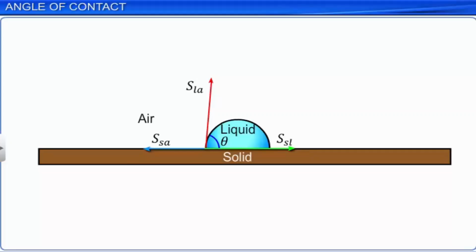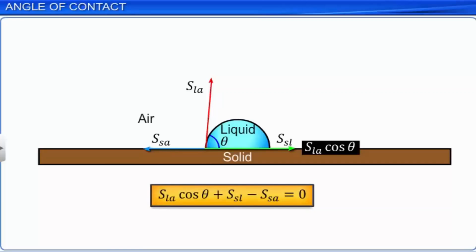The component of tension SLA along the solid-liquid interface is SLA cos theta and is along the direction of the solid-liquid interface. We observe that at the line of contact, the surface forces between the three media will be in equilibrium. Thus, we can define this relationship as SLA cos theta plus SSL minus SSA is equal to 0, or SLA cos theta plus SSL is equal to SSA.